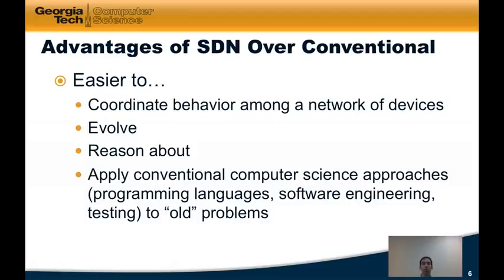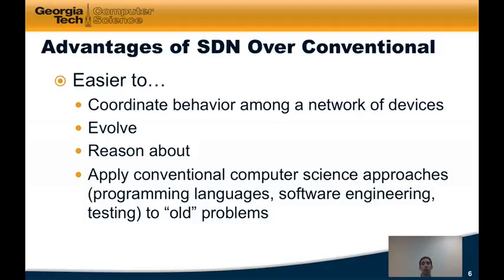They're much easier to evolve. If you go back to that picture where we talked about vertical integration, it's very tough to evolve because the software is bundled with the hardware and whatever features are also bundled with that. If we break that apart, as we did with SDN, you can evolve the control plane, or the software that controls the network behavior, much more easily because you've decoupled that from the underlying network devices.